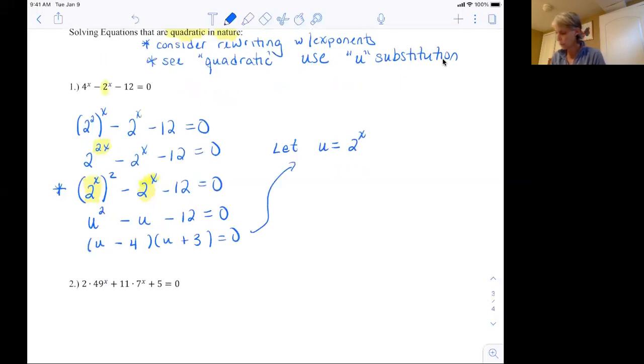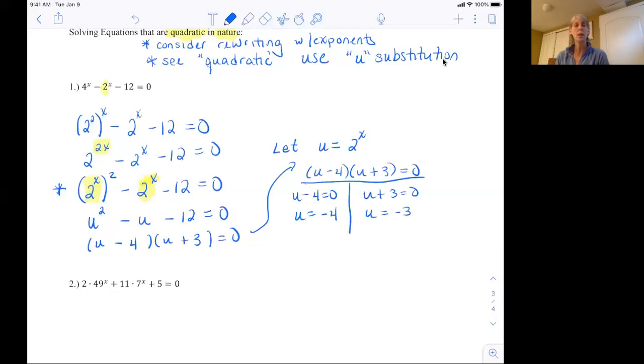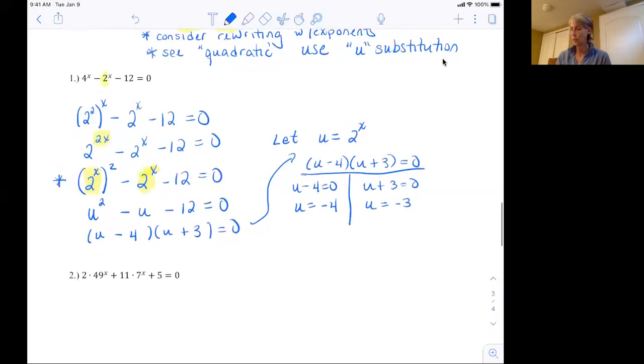I'm going to just come up here so I have a little more room to explain. Set each factor equal to 0. And I get U is equal to 4 and U is equal to negative 3. But we're not really solving for U. Remember, U is equal to 2 to the x. So once I get to that step, I'm going to go back in and replace U: 2 to the x equals 4, and 2 to the x equals negative 3.